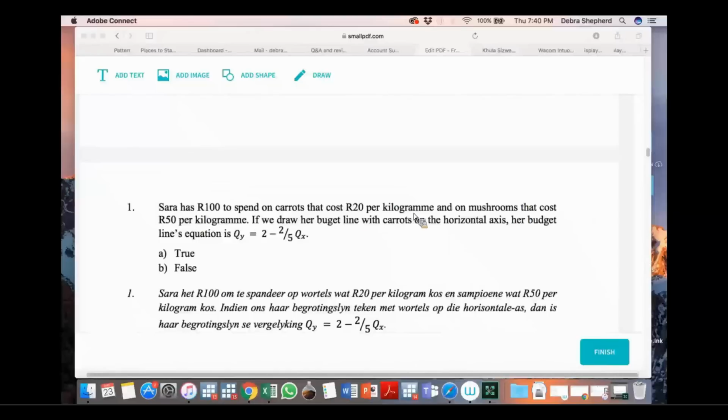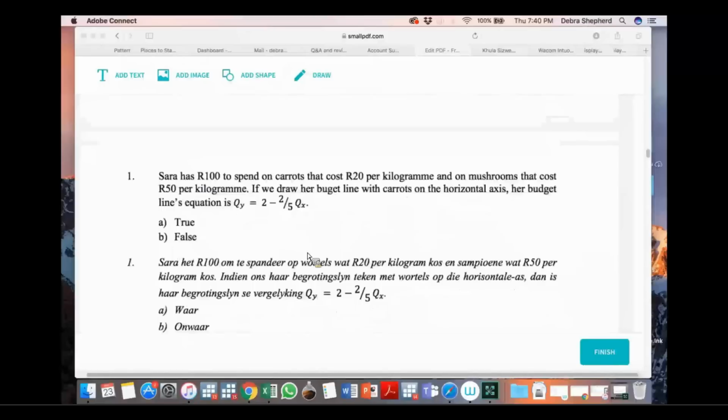So the first thing we have is Sarah has 100 Rand to spend on carrots that cost 20 Rand per kilogram and on mushrooms that cost 50 Rand per kilogram. If we draw her budget line, okay, so that's misspelled, with carrots on the horizontal axis, her budget line's equation is given by this. So the way to answer this question is to simply use the values we've given you and see whether or not you come out at this budget line.